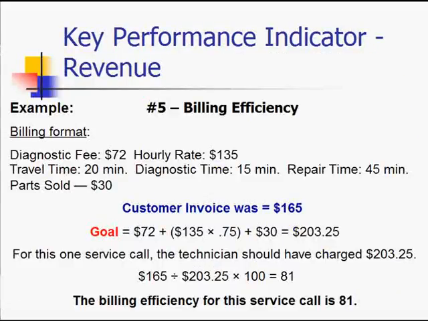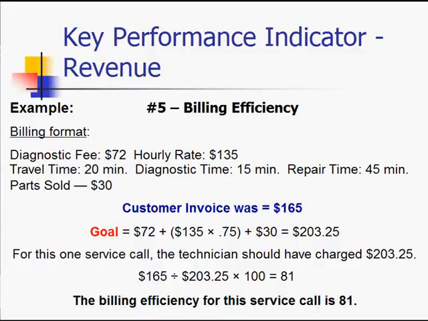Let's look at an example to help us understand billing efficiency a little bit better. Let's say our billing format looks like this. Our diagnostic fee is $72. Our internal hourly rate is $135. And we figure it takes 20 minutes travel time, 15 minutes diagnostic time, and actually 45 minutes of repair time. And we're going to sell $30 worth of parts. So let's assume, for example's sake, our customer's actual invoice was $165.